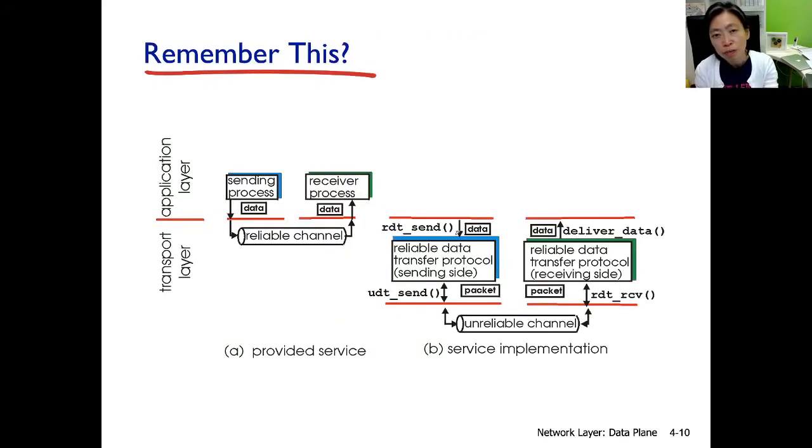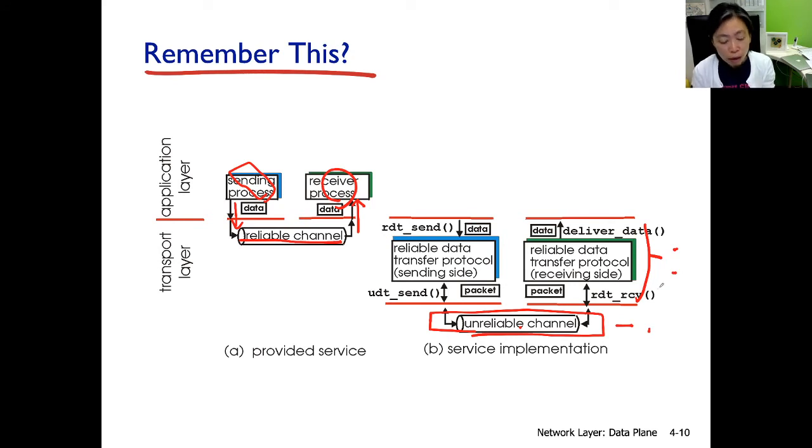Before we talk about the service models implemented at the network layer, let me remind you of this. If you recall, when we were talking about RDT, we said sending process, receiving process. If the underlying channel is reliable, all they need to do is just pass data out, and the data is just going to arrive. But unfortunately, the channel is not exactly reliable. Depending on how unreliable the channel is, the complexity of the reliable data transfer service is going to be different. More unreliable, more complex. Less unreliable, less complex.